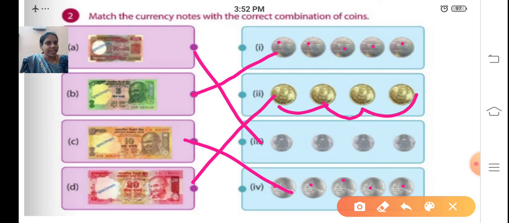Match the currency notes with the combination of coins. Correct combination of coins. So 2 rupees. How will we get 2 rupees? Add 50 paise 4 times. And 5 rupees, so 1 rupee coin 5 times. And 10 rupees, 2 rupee coins 5 times, and 20 rupees, 5 rupee coin 4 times.